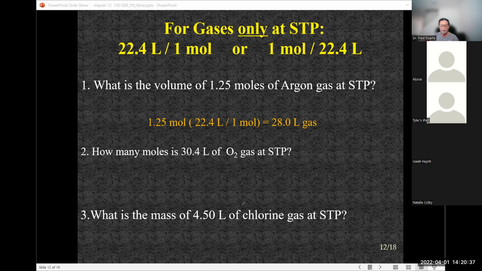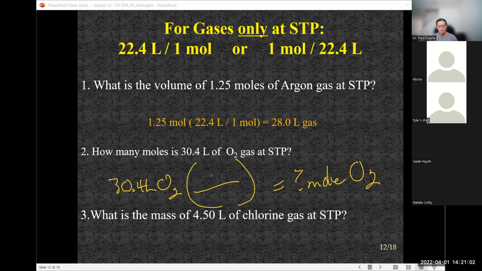Next one here says, how many moles is 30.4 liters of oxygen gas at STP? All right. So we're looking for moles of O2 given 30.4 liters of O2. We're still at STP, obviously. So we want liters on the bottom, moles on top. So that's 1 mole per 22.4 liters.